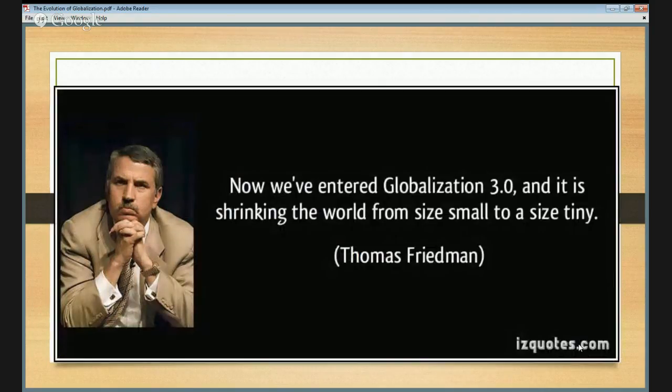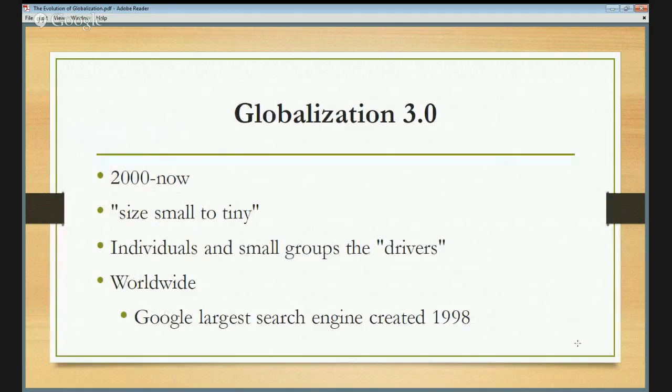So now we've got the 3.0, and it's shrinking the world from small to tiny. And what they mean is the driving force here is not big technology, but it is a small strand, fiber optics. And it's individuals utilizing the technologies that exist. So we went from small to tiny. And instead of companies and nations, it's individuals and small groups that are the drivers of this globalizing movement.